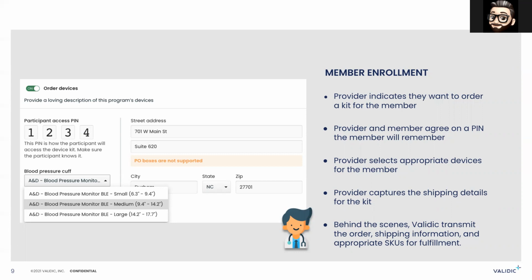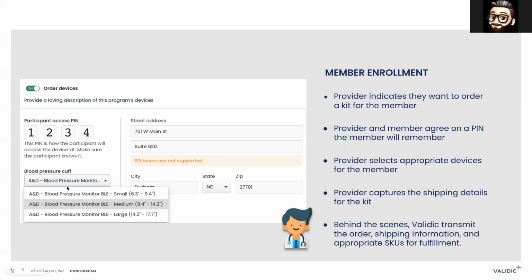There's only a couple key differences. The first is, for a HealthBridge Express program, you can see when the provider is enrolling the patient, they have the option to order devices for that patient. If they turn that option on, they do need to ask the patient, when you receive your kit, what is a PIN number that you're likely to remember? And they enter that PIN number. It can always be updated later by the care team, but we want to enter it up front.